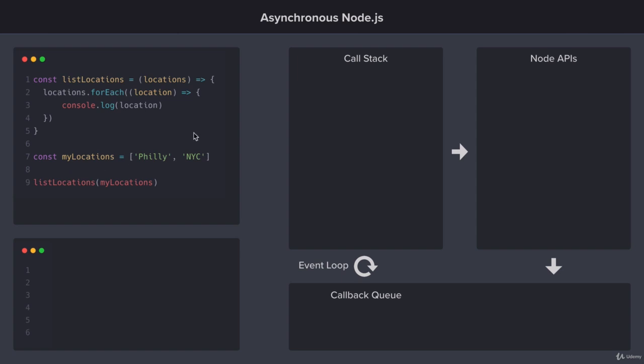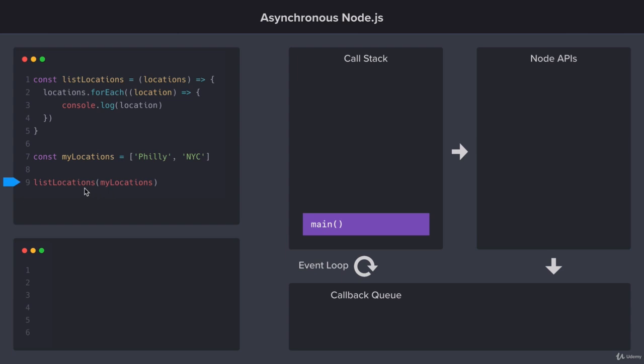Let's see exactly how things would run should we run this script. So once again, the first thing that happens is the main function gets pushed onto the call stack that allows the script to start executing. Right here on line 1, we define the list locations variable, creating the function, which is the variable's value. Now at this point, we are not calling the function, so it's not going to appear on the call stack. The next thing that happens is we move on to line 7, and this is where we define our myLocations array, adding a couple of locations in. From there, we move on to line 9, and that's where we call list locations with the array of locations.